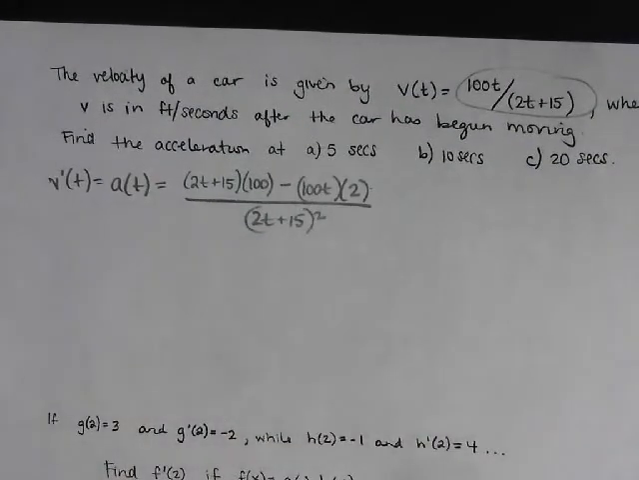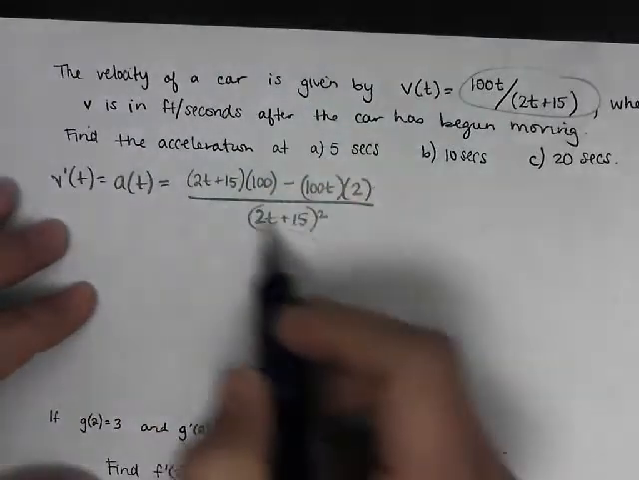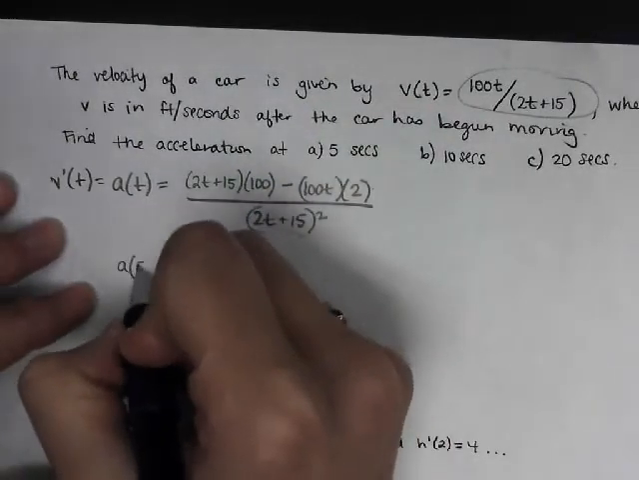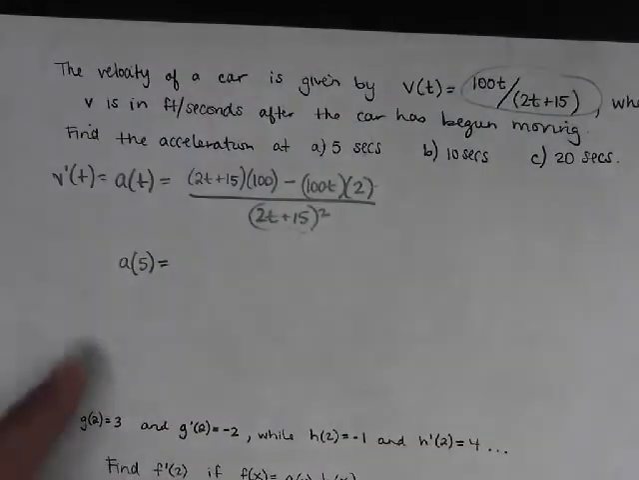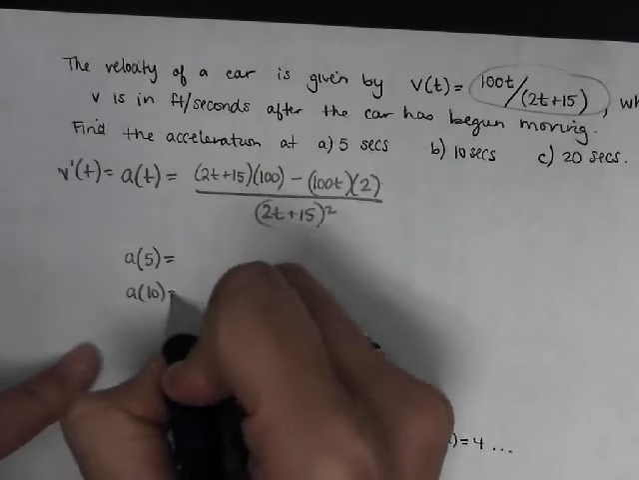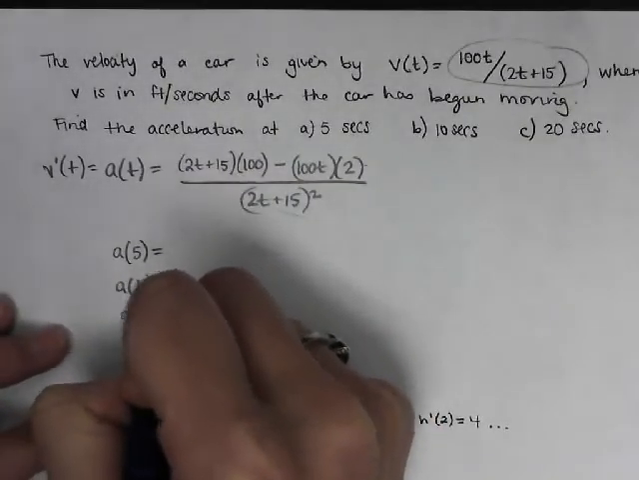I'm not going to do it because I don't have a calculator here with me, and I'm just trying to get through this video for you. But you would then just find your acceleration at 5 seconds. There's no point in cleaning this all up if at the end of the day they're just asking for a of 5, so plug a 5 in. They're then going to ask you for the acceleration at the 10-second mark, plug a 10 in, and then also at the 20-second mark.